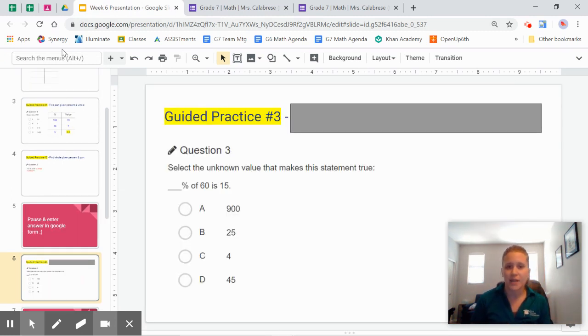Take a look at question number 3. I want you to read and be able to tell me in about 15 seconds, what are you being asked to find, the part, whole, or percent?